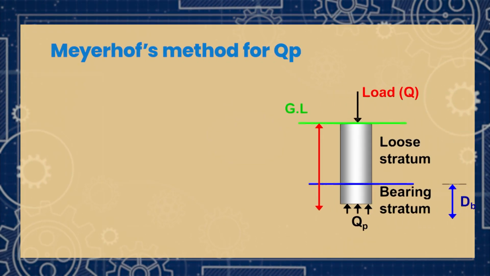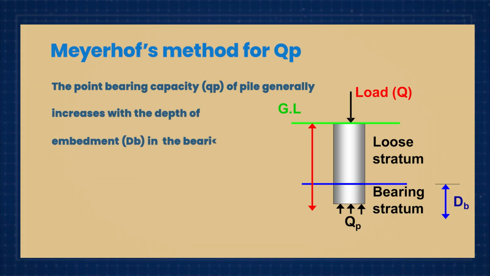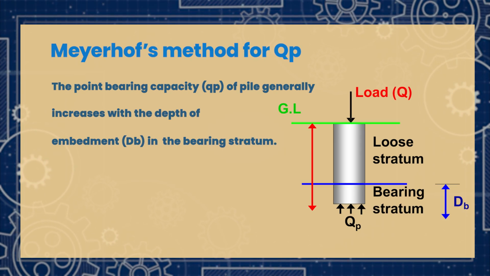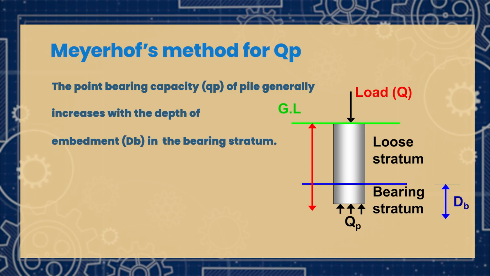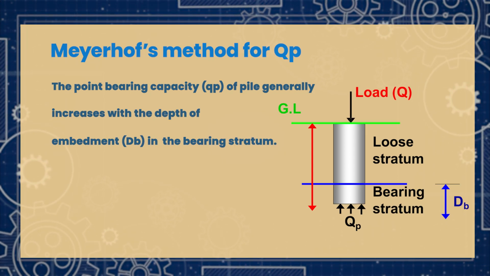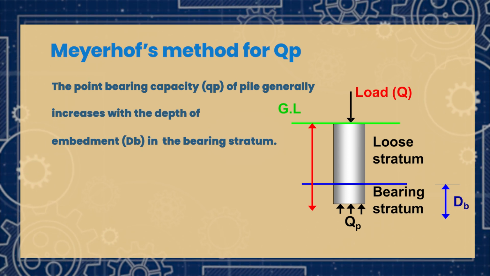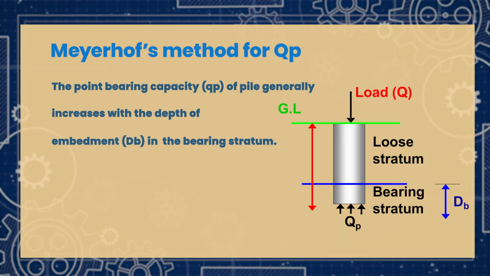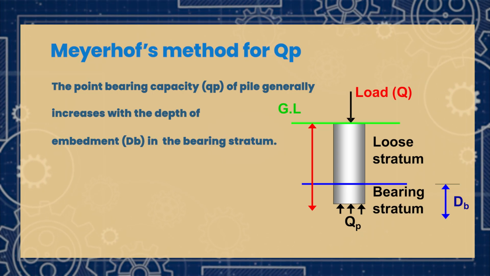You can see this picture. This is your pile, this is your vertical load denoted by Q, and this is your ground level. So, you have two types of stratification. One is a loose stratum, it may be a soft soil, and this is the bearing stratum. If it is completely soft soil, this entire load will be taken by the layer in the hard or stiff strata. So, that is why this concept will be applied.